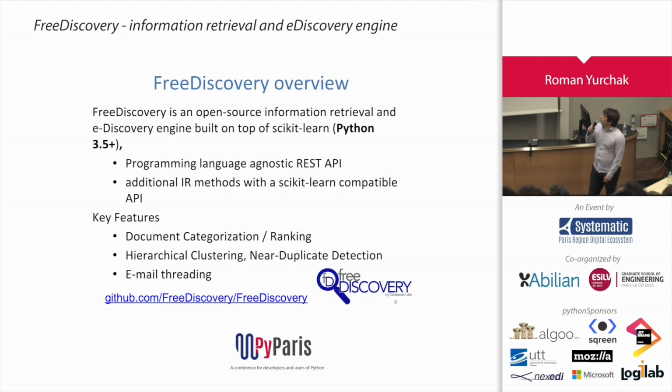So FreeDiscovery is an open source software project built on top of scikit-learn and uses Python 3.5. The API we're exposing is a REST API, because the people who are going to use it are typically in the Java world, so they can't use a Python API. We also aim to eventually have some information retrieval methods that follow a scikit-learn compatible API. The key features we have are document categorization and ranking, hierarchical clustering, near duplicate detection, and email threading.